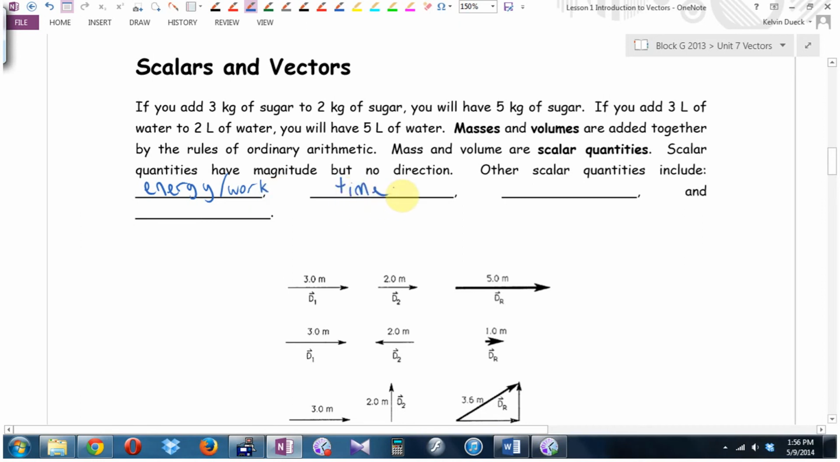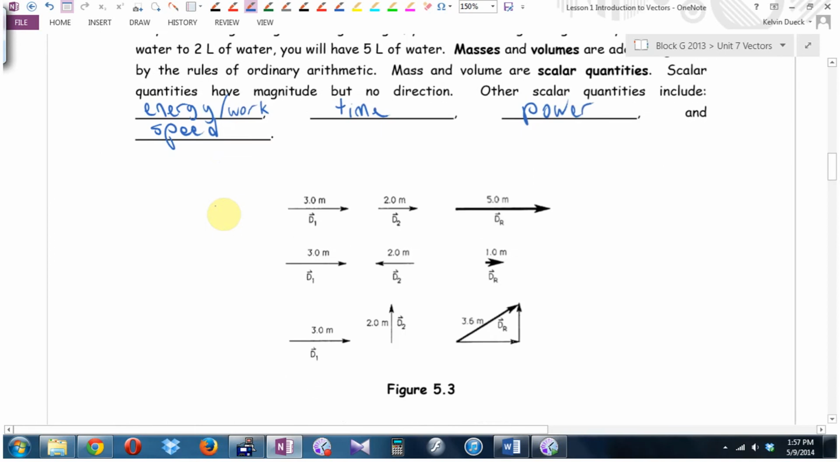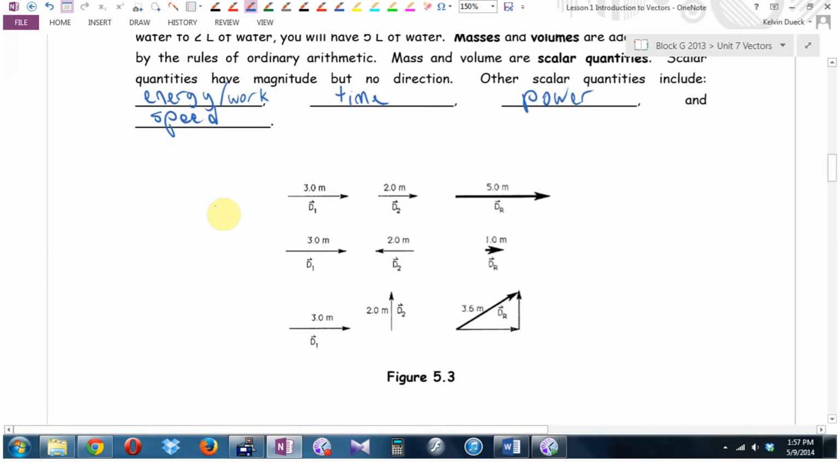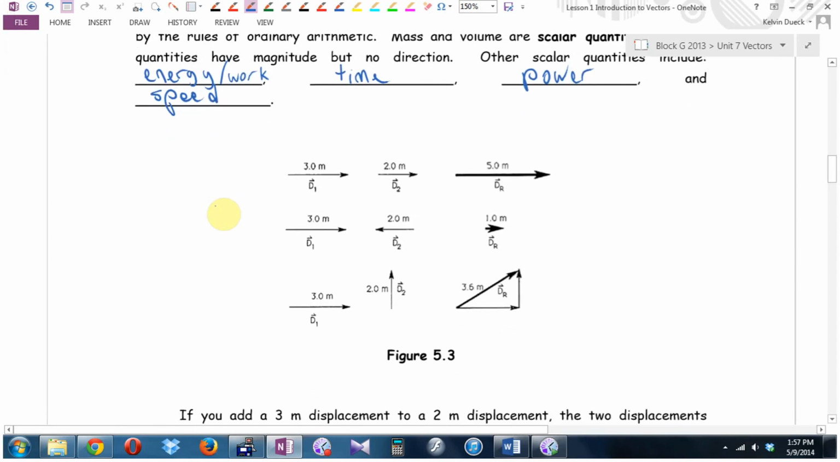Power, because power is work over time, scalar over scalar. Speed as opposed to velocity. So 3 meters plus 2 meters is 5 meters. 3 meters plus 2 meters can be 1 meter. 3 meters plus 2 meters can be Pythagoras, depending on the direction.